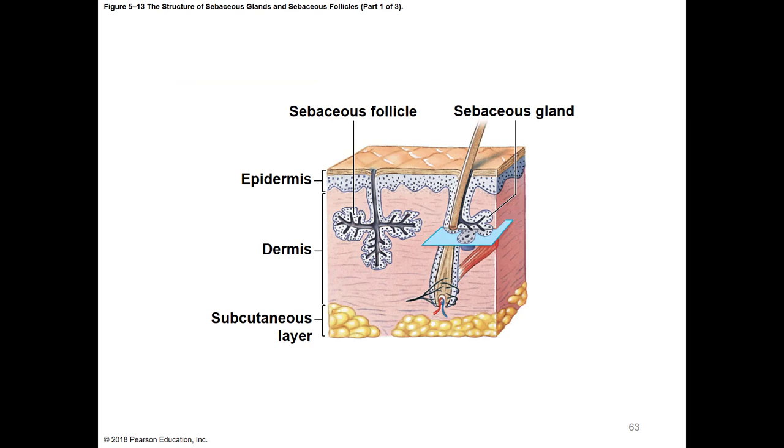So here's an image of the two types. We have the oil gland that is stuck to the hair, so it would release oil right onto the hair shaft. And then we have one that releases oil right onto the skin surface.